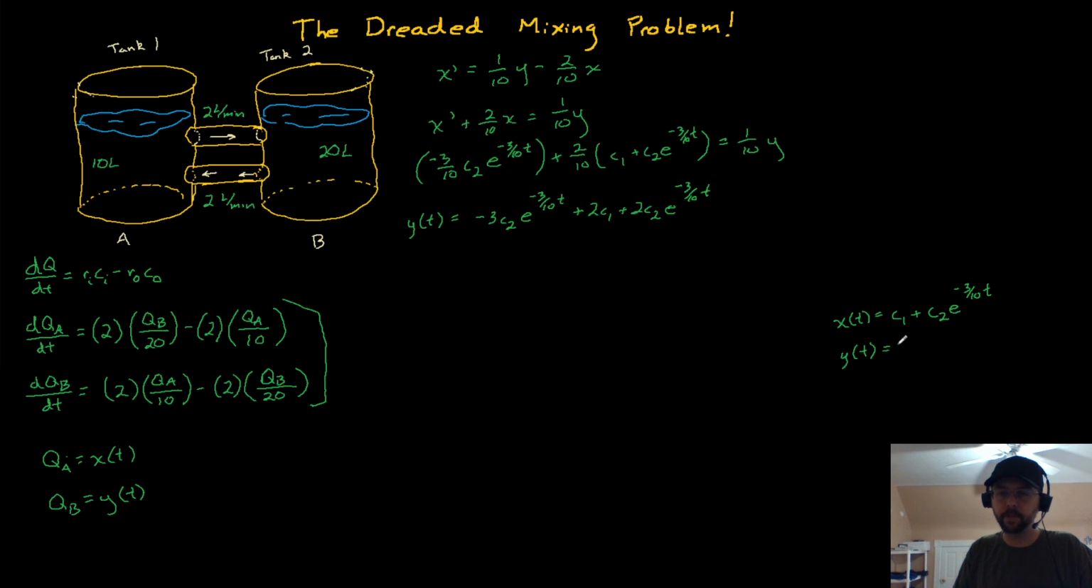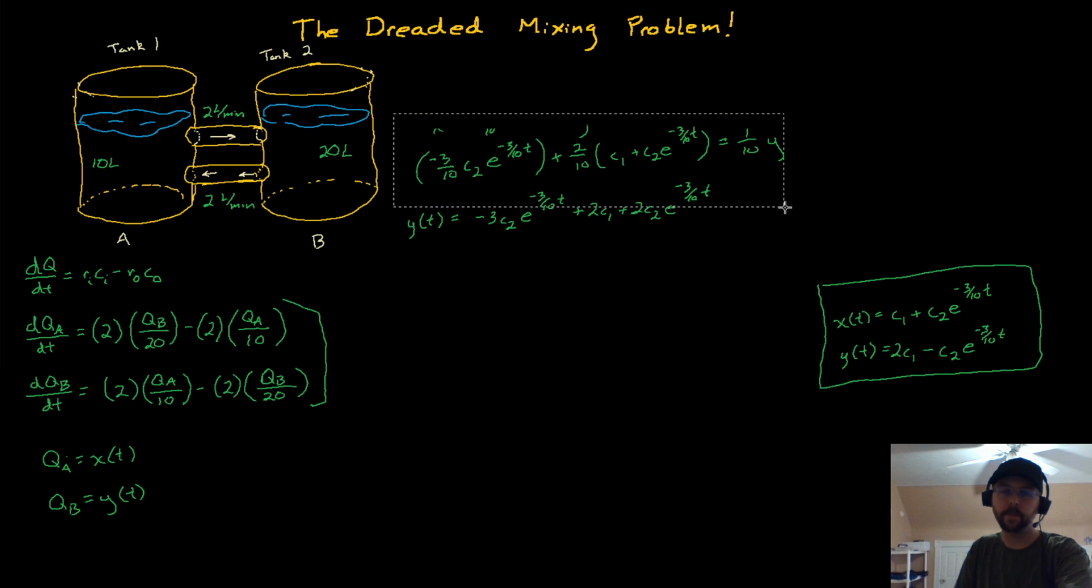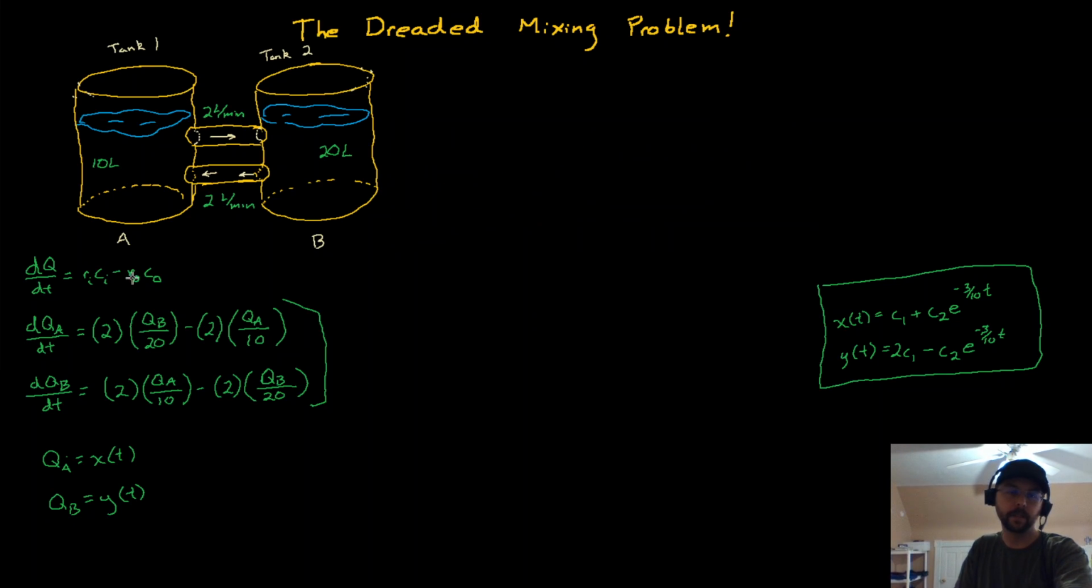So we're left with 2c1, and then minus c2 e to the negative 3 over 10t. So this is our solution. Now let's solve the same problem starting more or less from the beginning, but we're going to use a completely different method, which is nice anyway. I like having 2 different methods to solve a problem to check my answer.